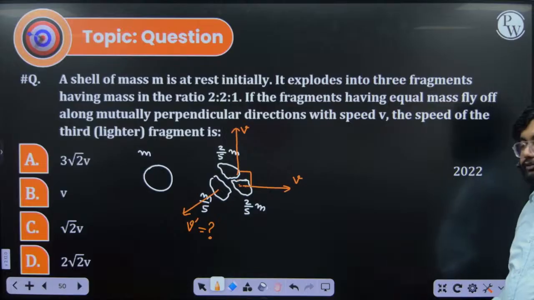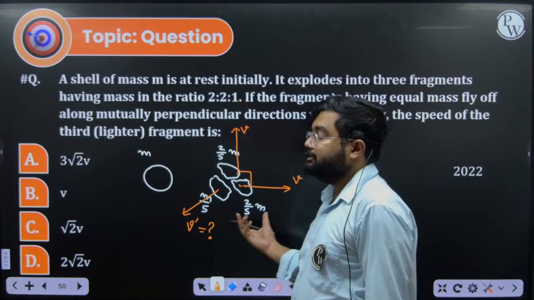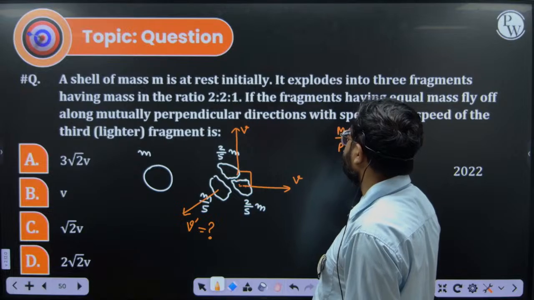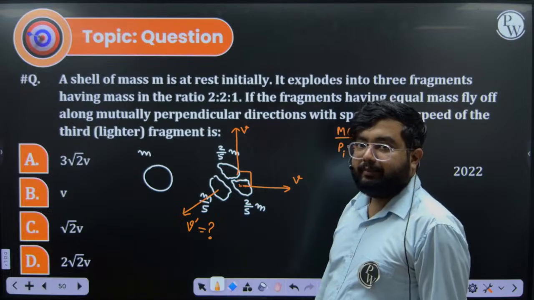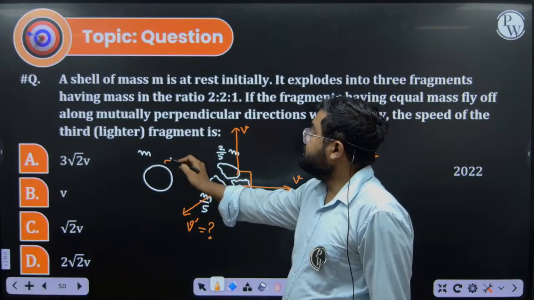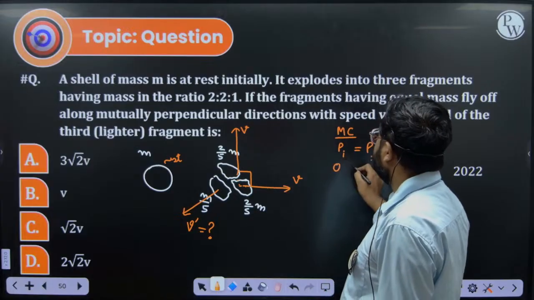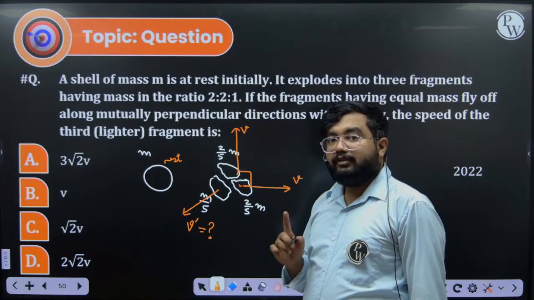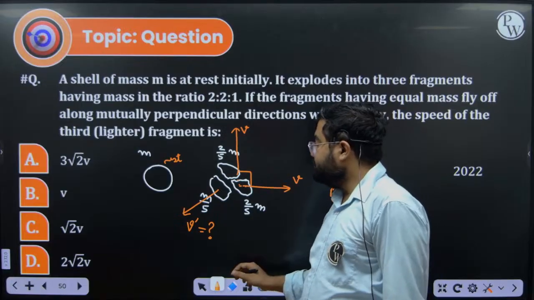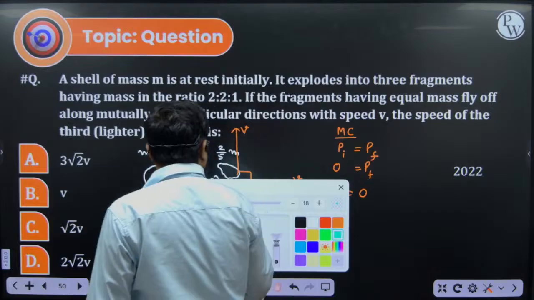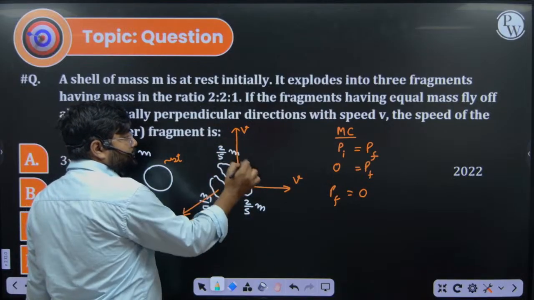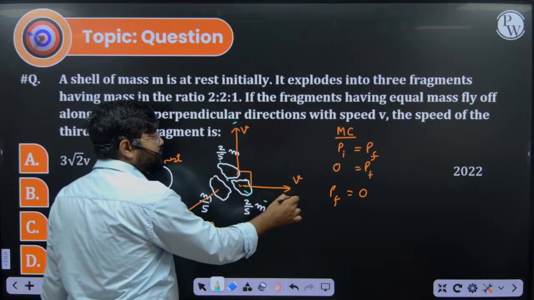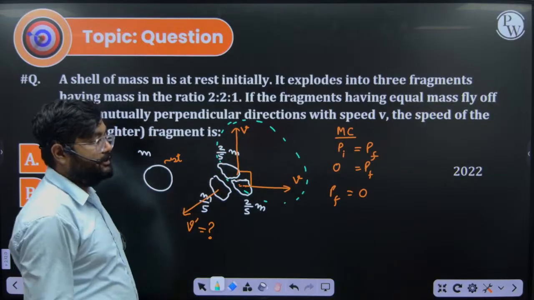This is a common variety of question: a bomb explosion question. Here momentum is conserved. So initial momentum is equal to final momentum. Initial momentum is 0 because it was at rest. So final momentum is also 0. When will final momentum be 0? The sum of three momentums has to be 0. So it is only possible if the sum of any two cancels out the third momentum.